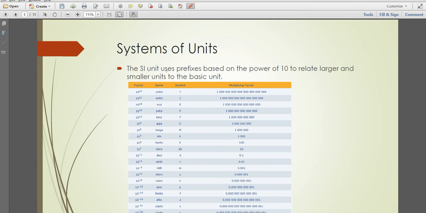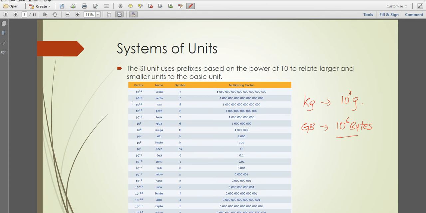System units use prefixes based on a power of 10 to relate larger or smaller units. For example, a kilogram is 10 to the power of 3 grams. A kilometer, or a kilobyte, or a megabyte, or a gigabyte, which is 10 to the power of 6 bytes, use the same idea.